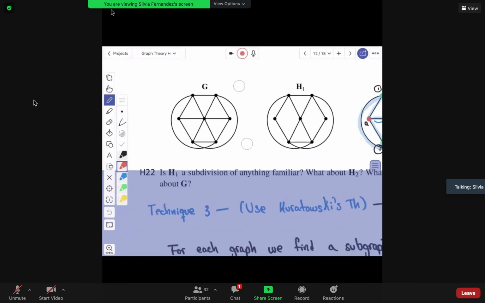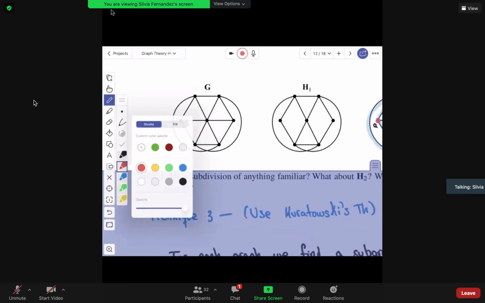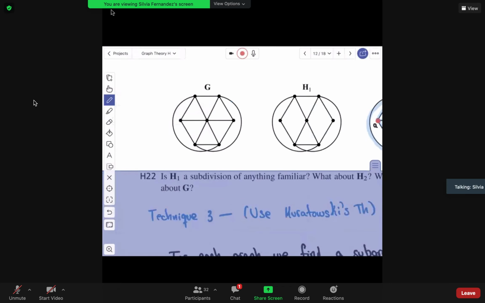So let me give you one subdivision of K5 for the first graph, and then you try the other one. See if you find them. For the other one, I'm actually going to try K5. So this is going to be one of my vertices. It has to be joined to the other 4. In fact, those are going to be my 5 vertices.